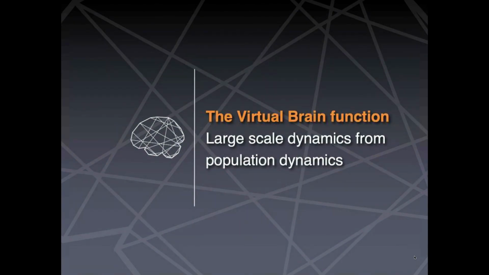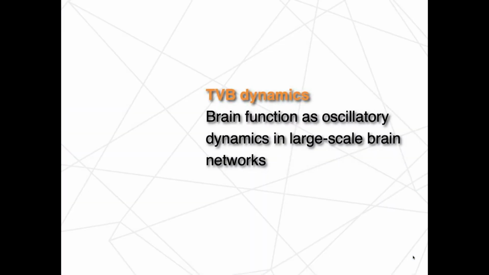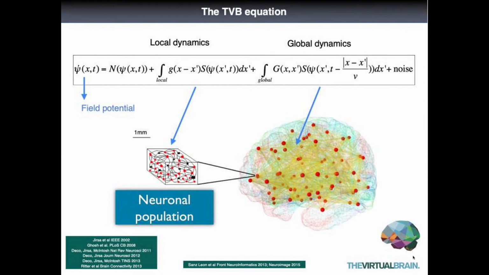Now, let's get deeper into what we call function in the virtual brain. This function is described as large-scale dynamics that are derived from connected population dynamics. And I present you here with the most general equation of TVB. It comprises 4 terms. This is the equation that governs the dynamics of a computational unit of TVB.